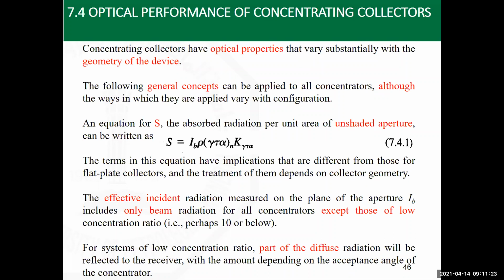The effective incident radiation measured on the plane of the aperture, IB, would include only the beam radiation, which is typically what would be expected in such applications for the concentrators, except if you are talking about very low concentration ratios, where the surface can be heated and then reflect back the heat in more than just specular form. It would be even in a diffuse form of radiation there. For systems of low concentration ratio, part of the diffuse radiation will be reflected to the receiver, as I just mentioned. This amount would depend on what we call the acceptance angle of the concentrator.